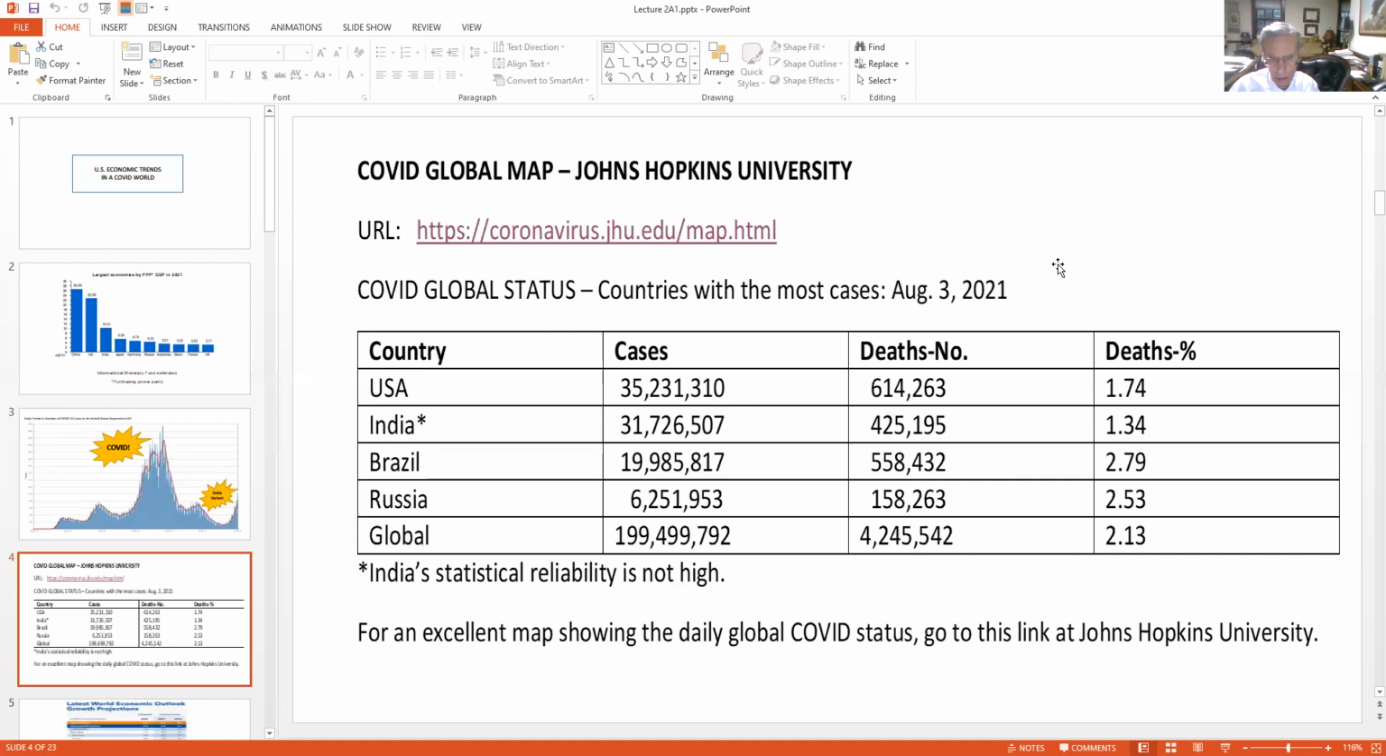However, as a proportion of those cases, the deaths are less than 2%. Still too many, but not a large proportion. India, on the other hand, has fewer recorded deaths and fewer COVID cases recorded. However, I've put a little footnote because India is widely disregarded for its statistical record keeping.